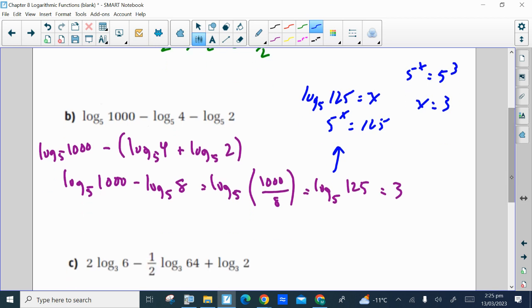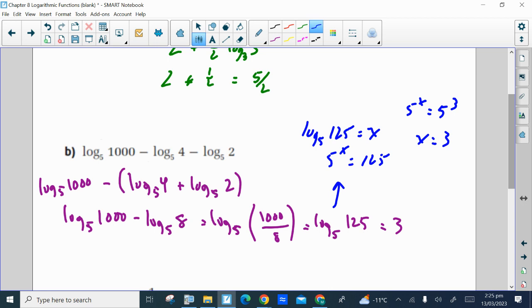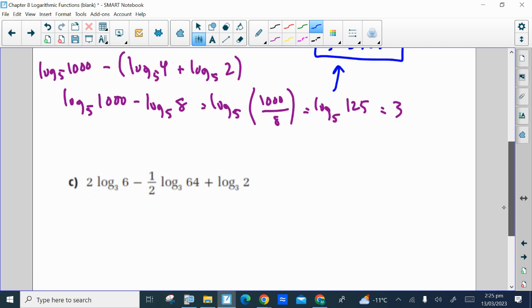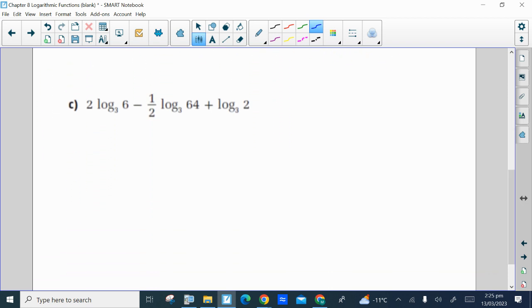You can also do it graphically if you wanted to. Once you write this statement here, oops, this one here, sorry, you could graph y equals 5 to the x as y1, y equals 125 for y2. Find the point of intersection. It would be at x equals 3. So lots of different options there.